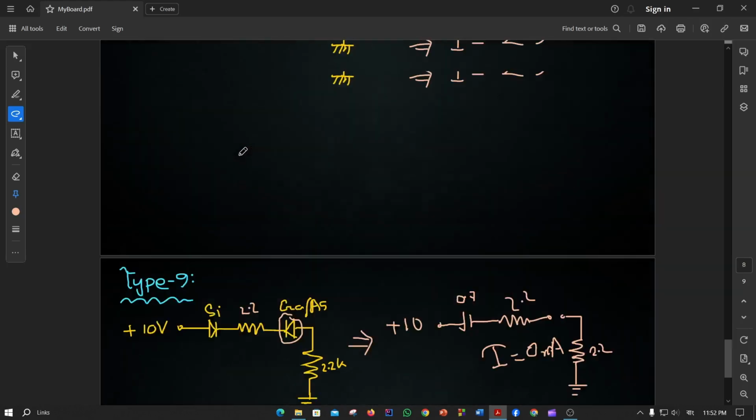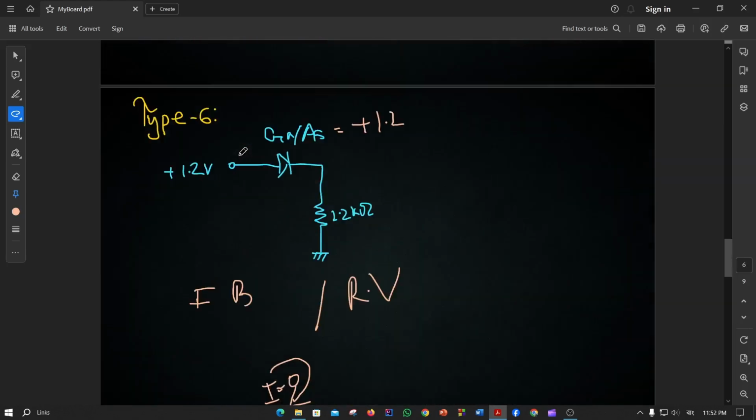So that's all the types of diode I have discussed.